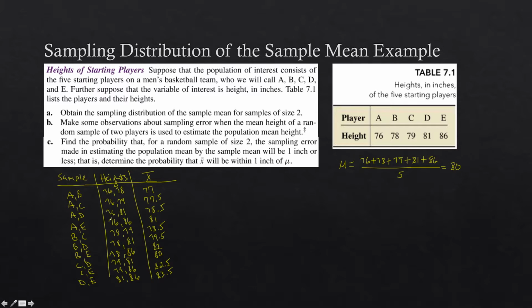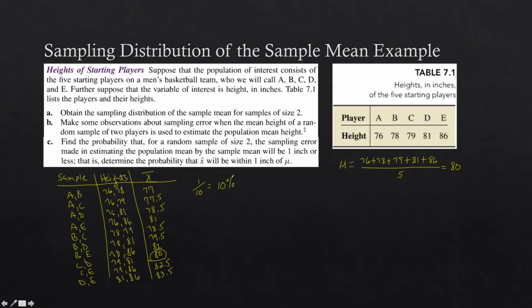So when you look at this, what do you notice? If you were to use any one of these to estimate that population mean, what would you notice? Well, the first thing I notice is there is only one of these that estimates it correctly. So that means only 1 out of 10, or 10%, estimate it correctly. That's the main observation. Okay, so obviously there's some sampling error there.